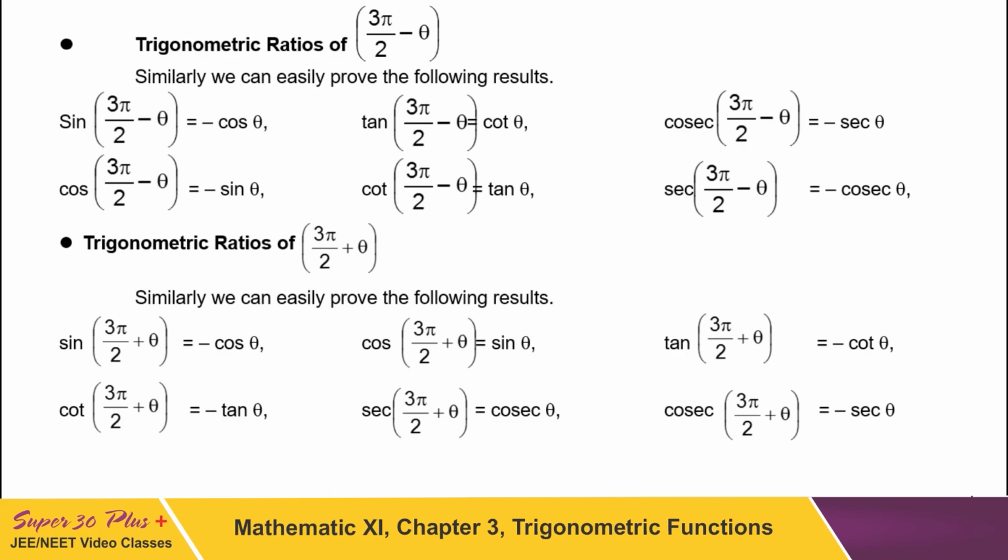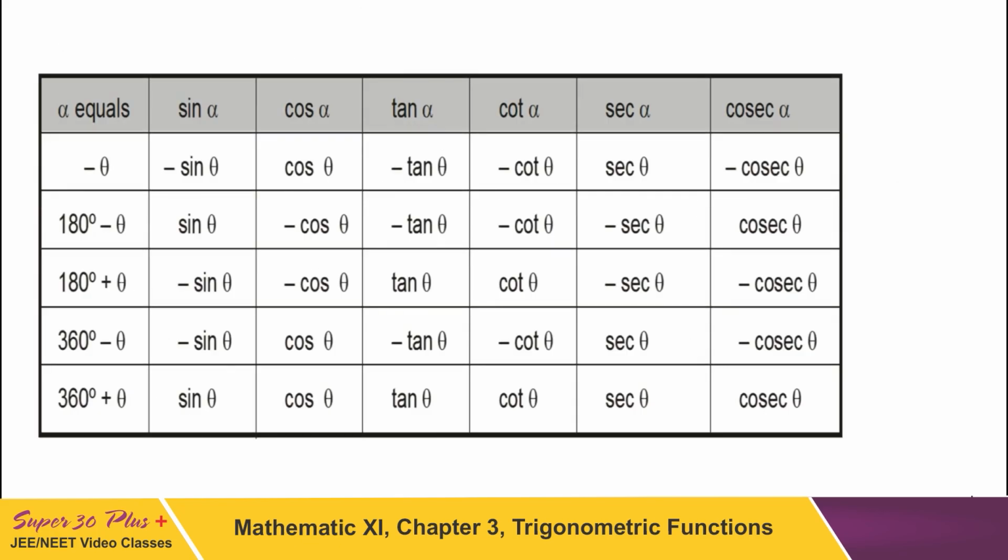For the angle 3 pi by 2 minus theta, the angle lies in the third quadrant. And in the third quadrant, only tan and cot are positive and the other trigonometric ratios are negative. Similarly, 3 pi by 2 plus theta lies in the fourth quadrant, and in the fourth quadrant, cos and sec are positive and the rest are negative. Here is the list of trigonometric ratios.